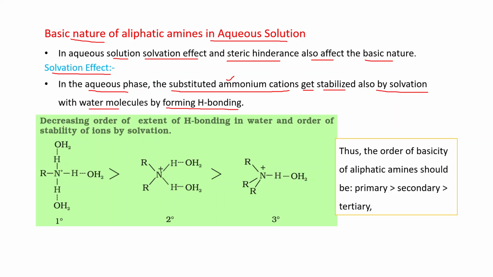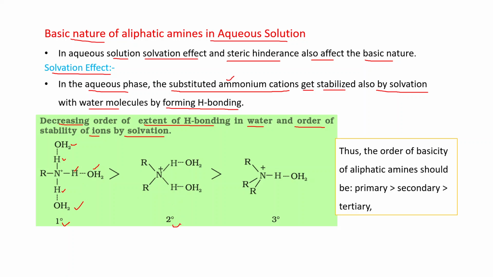Now see, this is the decreasing order of the extent of hydrogen bonding in water and the order of stability of ions by solvation. We can say the substituted ammonium cation formed from the primary amine is most stable because it has these three hydrogen atoms, and these three hydrogen atoms can make hydrogen bonds with these three water molecules.